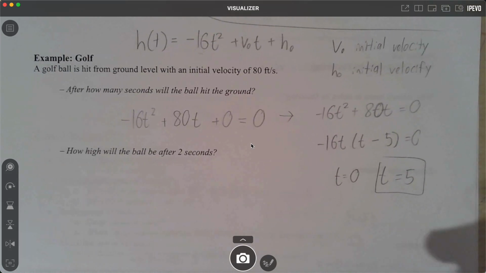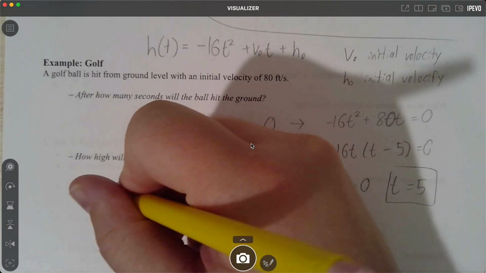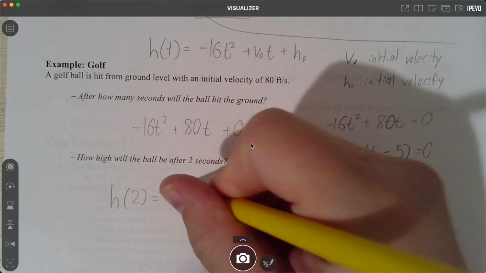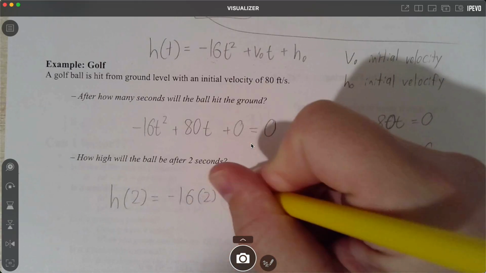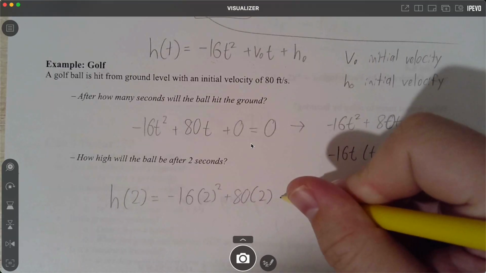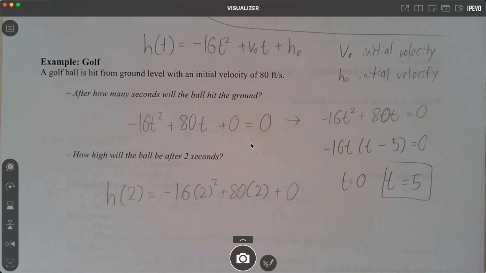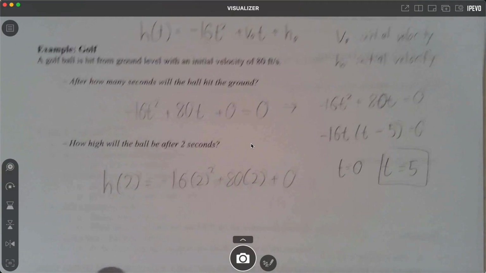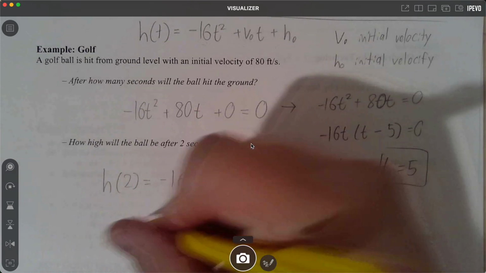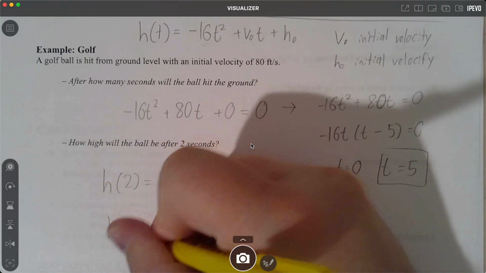Now the next question is, how high will the ball be after 2 seconds? This is just using the equation in a different way. You're just using 2 inside of the regular equation. I'm still writing the plus 0, but that's fine. I'm going to work that out really quick. Negative 16 times 4, that's what you get when you square it, plus 160, ends up being 96. So it's 96 feet in the air.